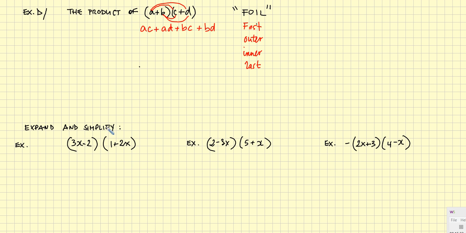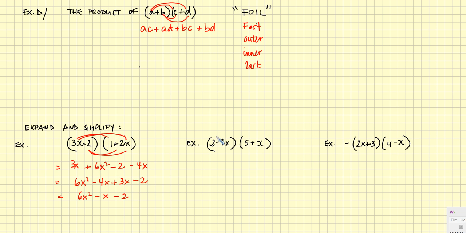Alright, so if I need to expand here, I will do 3x times 1 is 3x. 3x times 2x is 6x squared. Negative 2 times 1 is negative 2, and negative 2 times 2x is negative 4x. I can then simplify that, so I collect all my like terms, so that we have 6x squared minus 4x plus 3x minus 2. I just collected my terms here, and I placed them in order of degree from largest to smallest, so that I have 6x squared minus x minus 2.